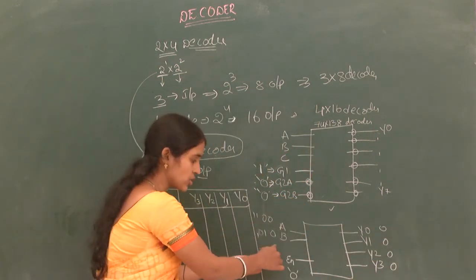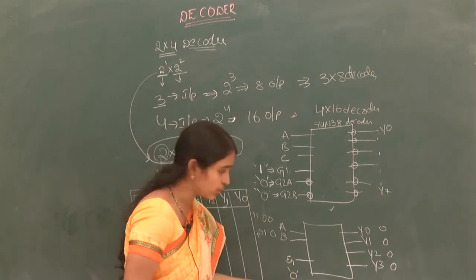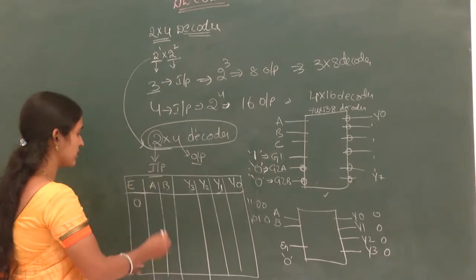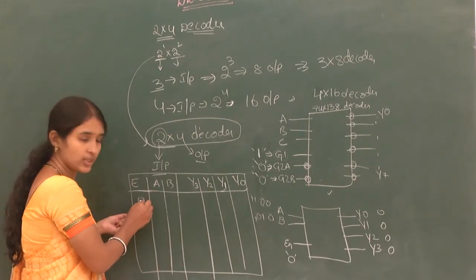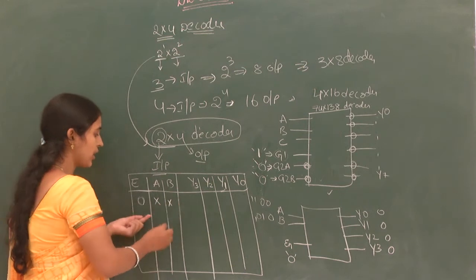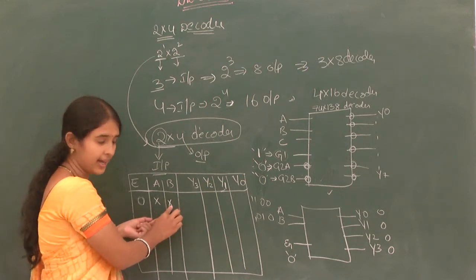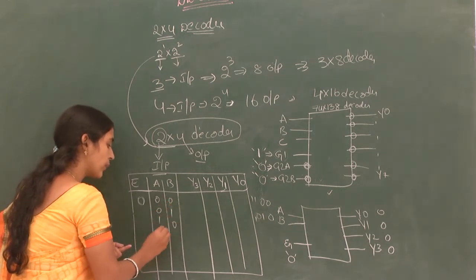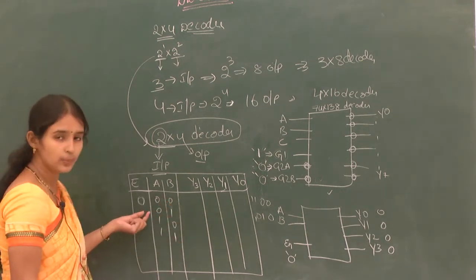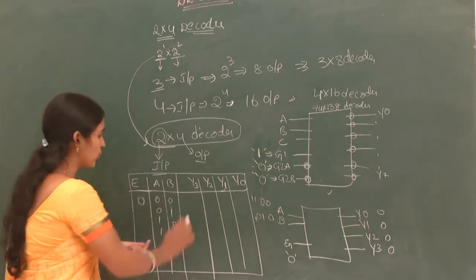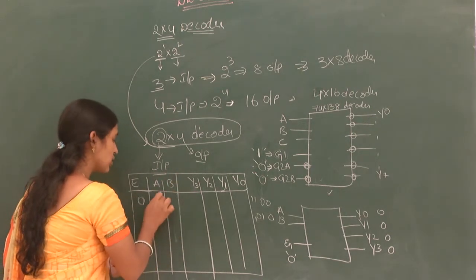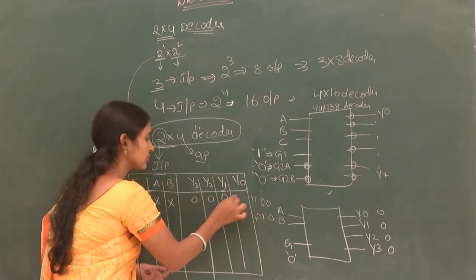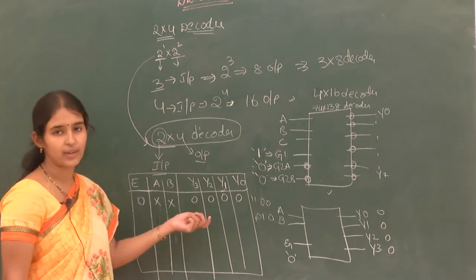Even though your input is changing, if you make this enable pin equivalent to 0, all the outputs will be 0. Coming to the right diagram, if enable input is equivalent to 0, irrespective of your inputs, here XX indicates any possible combinations 0, 0, 0, 1, 1, 0, 1, 1. If enable input is equivalent to 0, for any input combinations like 0, 0 or 0, 1, 1, 0, 1, 1, output will be zeros. This is your active high.